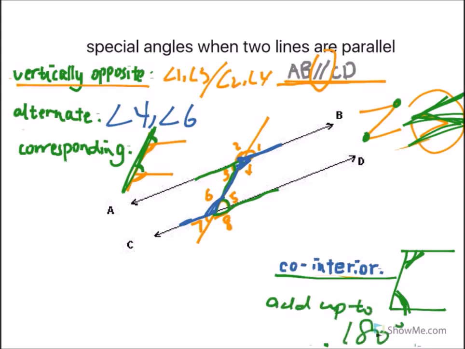The reason I write those three and this one in different colors is because the relationships are different. Those three, the vertically opposite angles, alternating angles, and corresponding angles, the pairs of angles are the same. So the value is the same. For example, angle 4 equals angle 6, angle 1 equals angle 3, and all that. But cointerior angles are not the same. The angles add up to 180. It's easy to get confused, so pay extra attention to this.